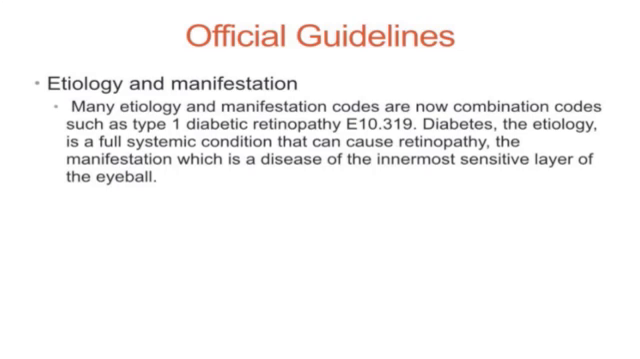Many etiology and manifestation codes are now combination codes, such as type 1 diabetic retinopathy, E10.319. Diabetes, the etiology, is a full systemic condition that can cause retinopathy, the manifestation, which is a disease of the innermost sensitive layer of the eyeball.